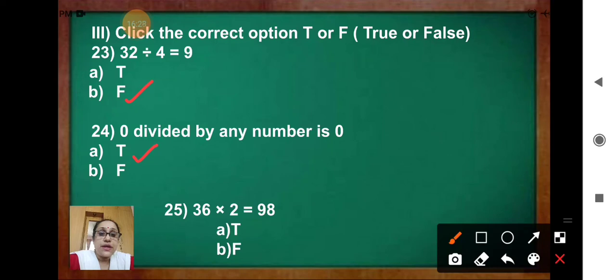Question 25. 36 into 2 equal to 98. Now you do the multiplication. See what answer you are getting. It is true or false? It is false. Done till question 25.